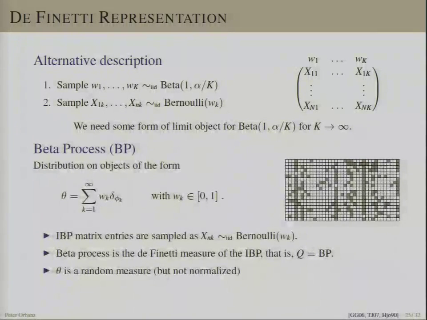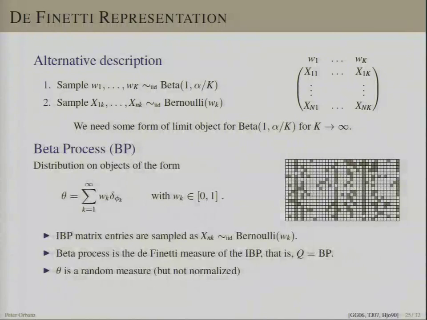All right, and you can see here that in the parameterization of this beta distribution, we have alpha over the number of columns, over the number of features that we have seen so far. And now, if we do this in an infinite model, then we have to take some form of limit of this as k goes to infinity. So we have to ask what is the right limit object here.